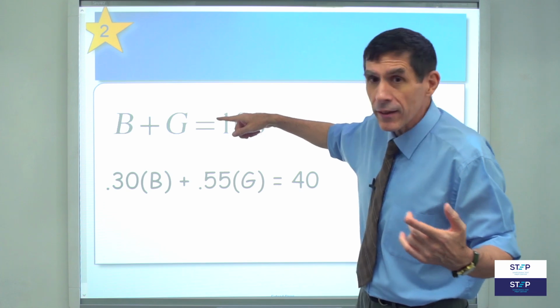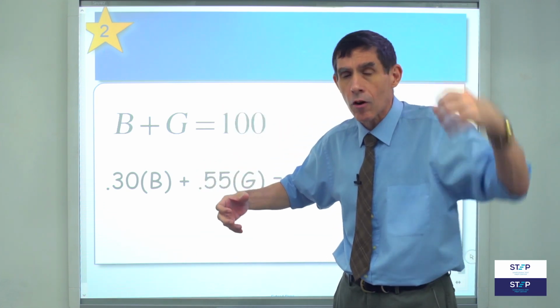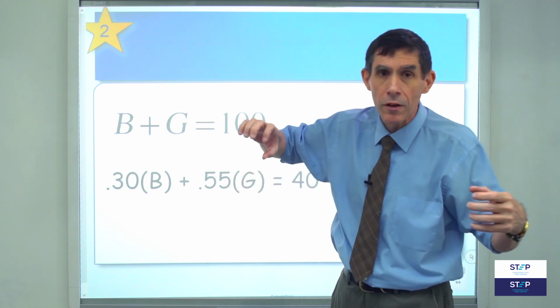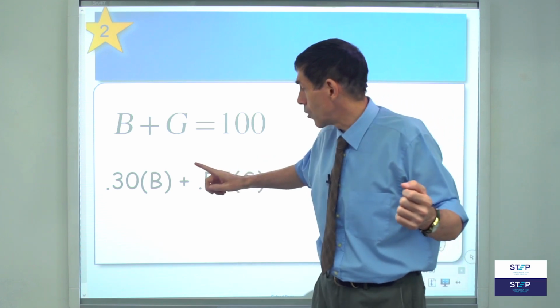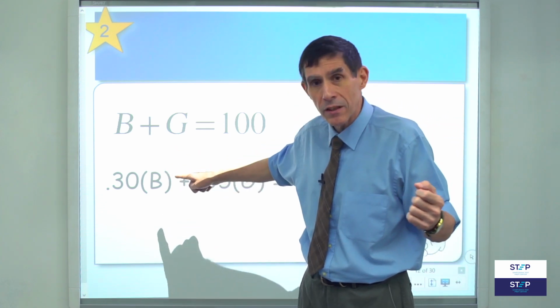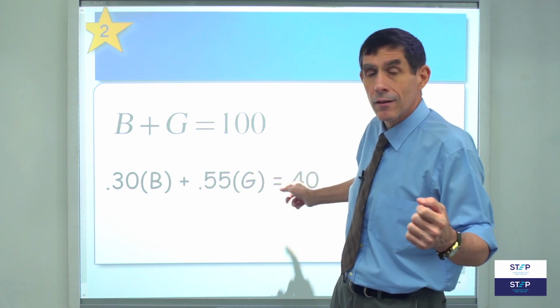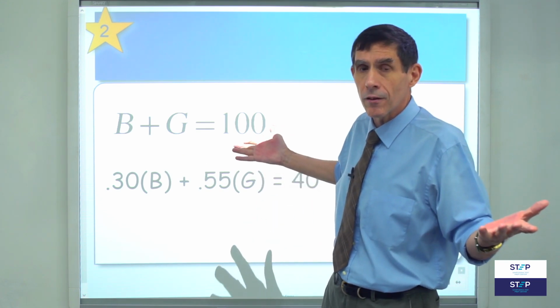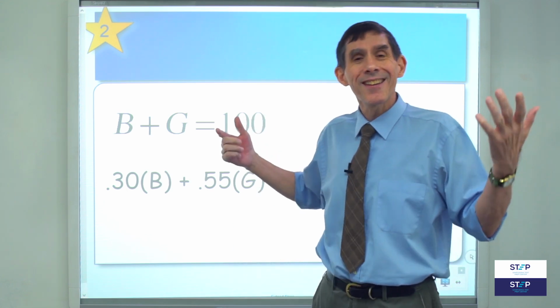Well, in that case, B plus G, all of the Bean Time and all of the Go Nuts that we throw in there, equals 100 grams, right? And what we know is that the 0.3 of the Bean Time plus the 0.55 of the Go Nuts is 40. There you go. It's got to be 40%. It's got to be 40 grams, which is 40% of the 100. And here you go.